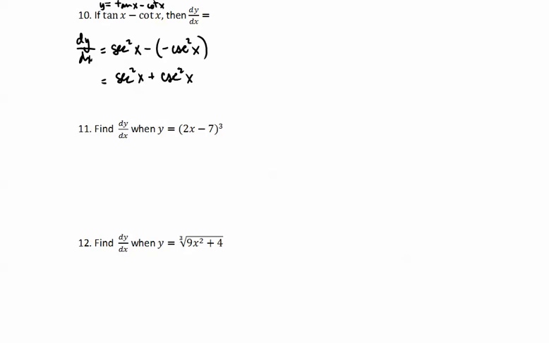Find dy dx when y is equal to (2x minus 7) quantity to the third power. So dy dx, or y prime, we bring down the 3, leave the inside alone, reduce the exponent to 2, then multiply by the derivative of the inside, which is going to be 6 times (2x minus 7) squared. And that does it for this one.